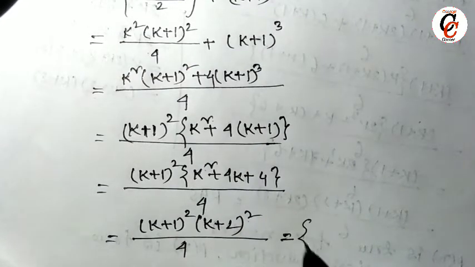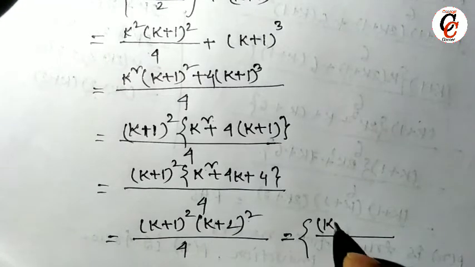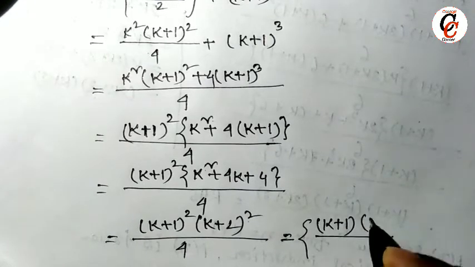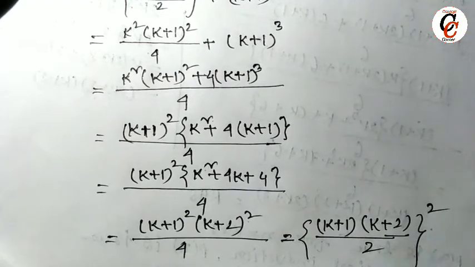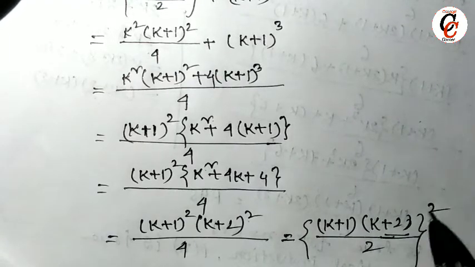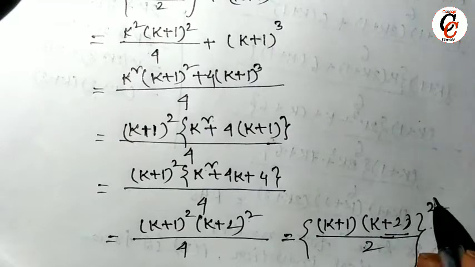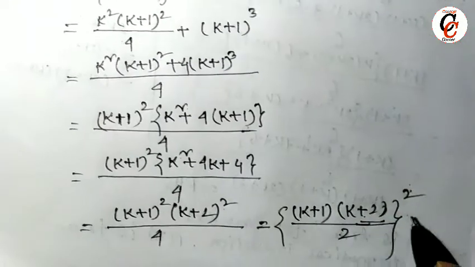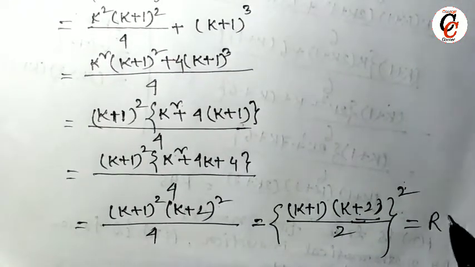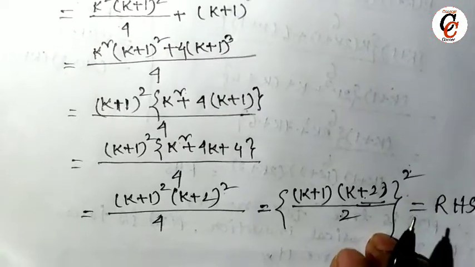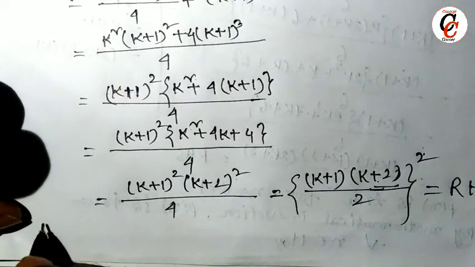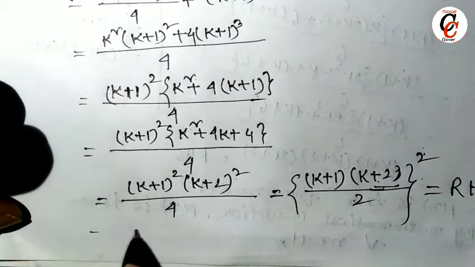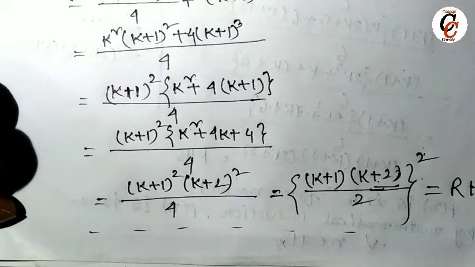So we can write (k plus 1)(k plus 2) divided by 2 to the power whole square. Then it will be 4, it will be (k plus 1) whole square, (k plus 2) whole square, which is the required solution, right hand side. So in this way we can prove by mathematical induction. You will write that line same as previous one.